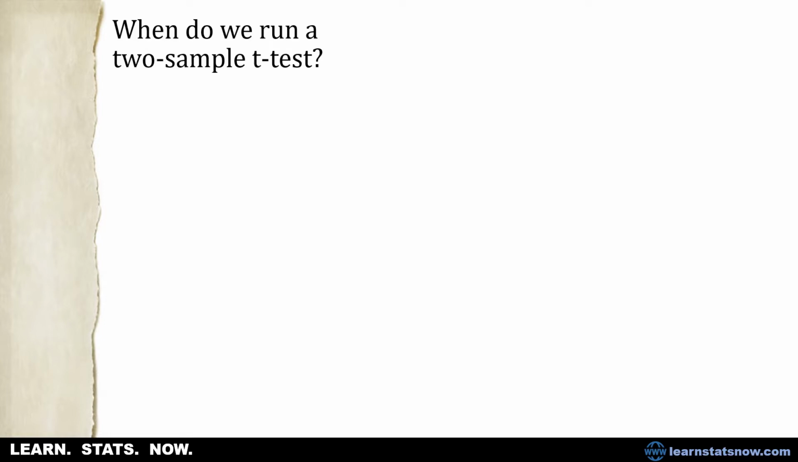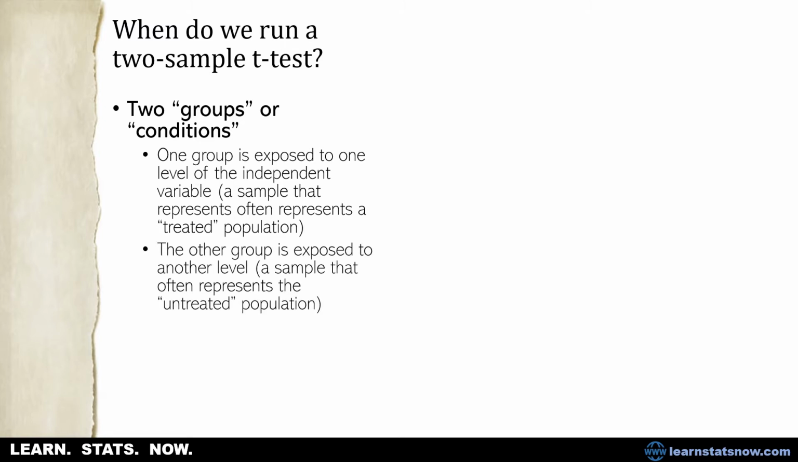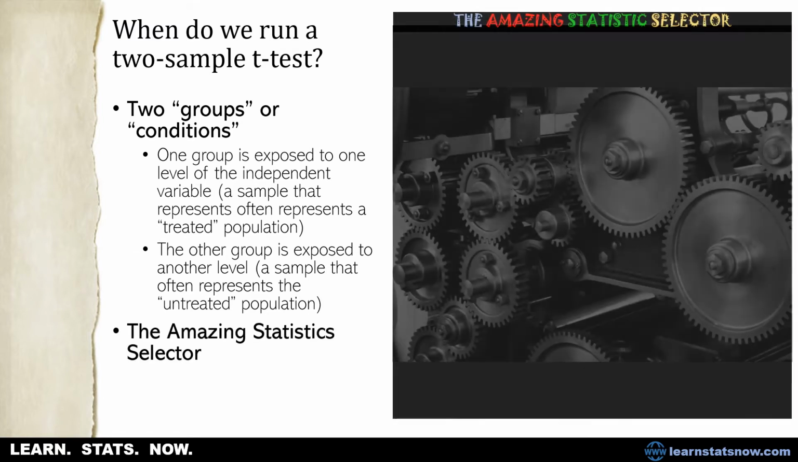So when do we run a two-sample t-test? Well, you have to have two groups or conditions. One group is exposed to one level of the independent variable, and that's often a sample that represents a treated population. And the other group is exposed to another level of the independent variable, and that's often a sample that represents an untreated population. So let's take a look at our amazing statistics selector.